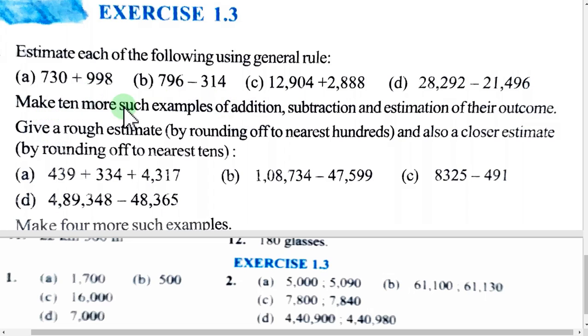Next, make 10 more such examples of addition and subtraction and estimate their outcome. You can write some more of your own examples. Take some numbers and add, give questions to yourself and solve those sums, and give a rough estimate and also a closer estimate by rounding off to the nearest tens.